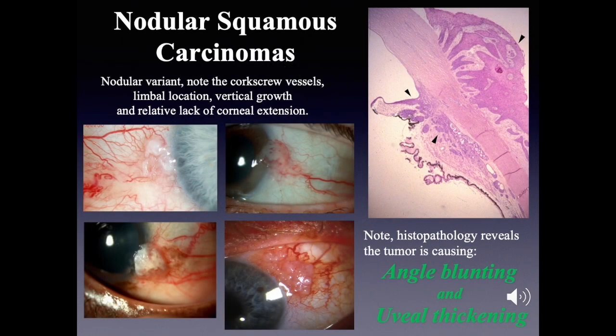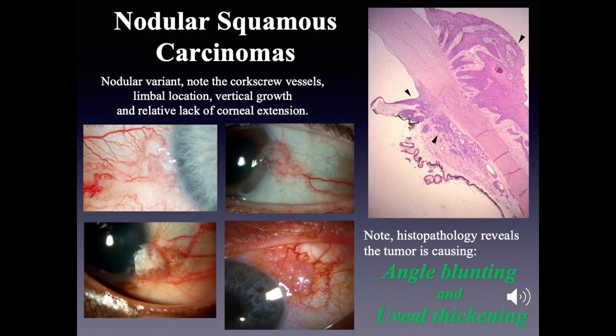Moving on, there is a nodular squamous carcinoma variant. Nodular disease is similar to the diffuse with respect to corkscrew vessels and perilimbal location. However, there is a unique vertical growth pattern and less corneal extension. On its surface, desquamated squamous cells can appear white and caked. Vertical growth goes in both directions. Therefore, the nodular form is more likely to invade the eye.